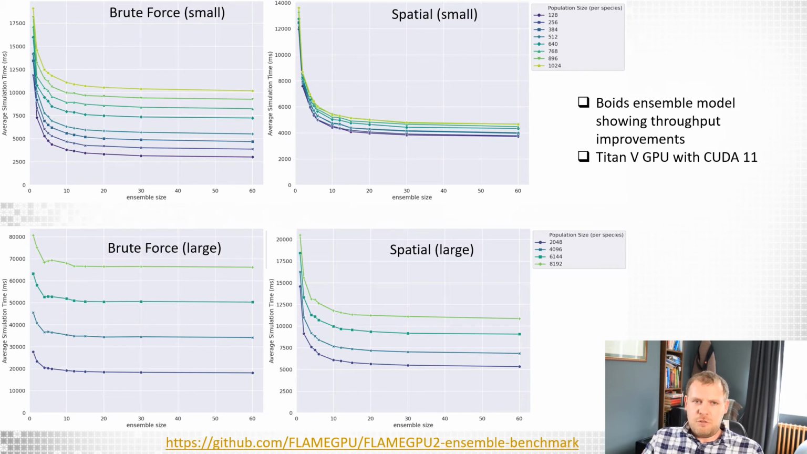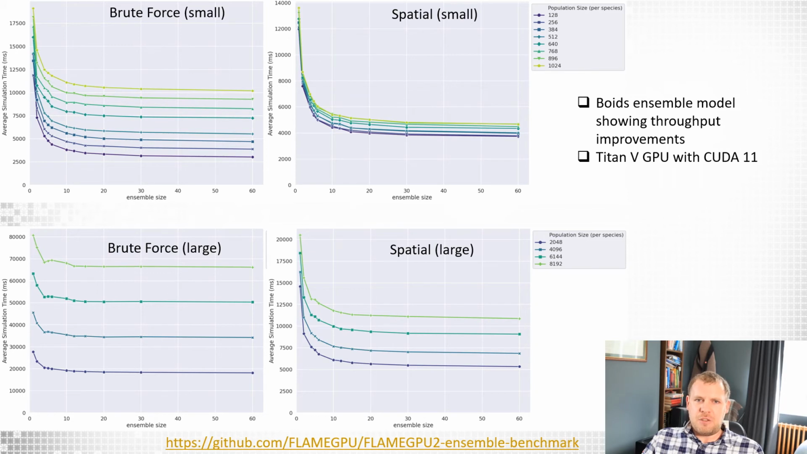The reason that it reduces is because we're increasing the throughput within the device, so that the latency of completing a single model is reasonably high, but as we add more models, we're able to reduce that average simulation time by having higher throughput. So we see that that is the case across both brute force and spatial models.